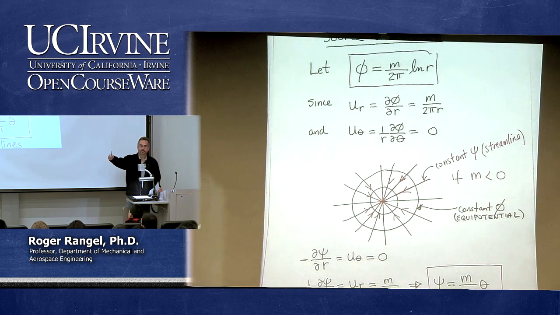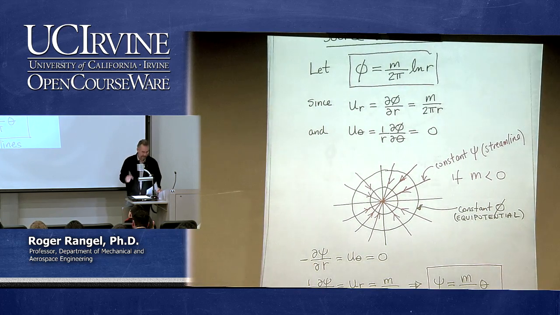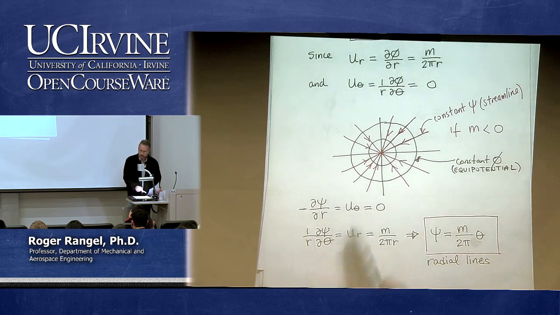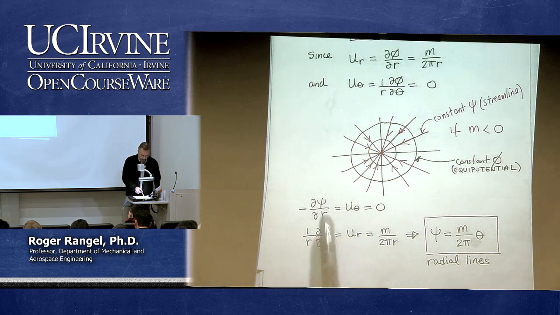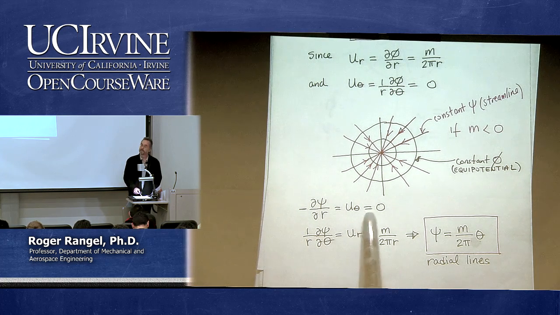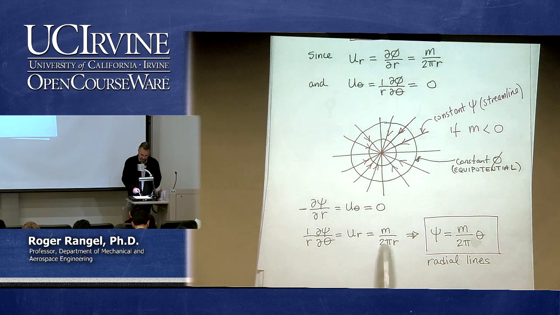But suppose that I give you phi and ask you to find the stream function for me. Then you do the integrations backwards. You say, well, I know that u sub theta is minus d psi dr, and I know that u sub theta is 0. And at the same time, I know that 1 over r d psi d theta is u sub r, which we just found is m over 2 pi r, so I can integrate it. And then I find that psi is m over 2 pi theta.